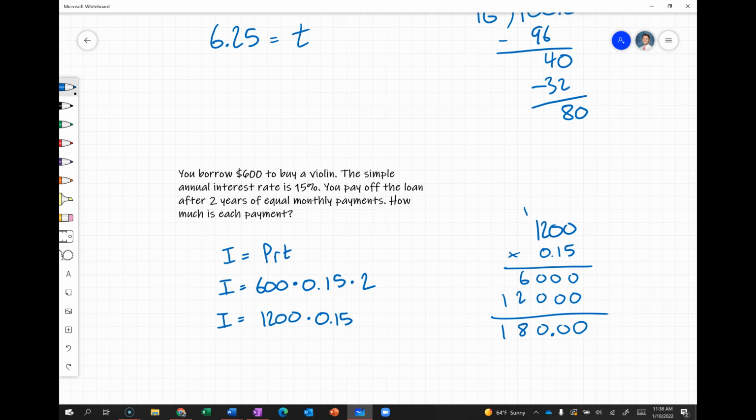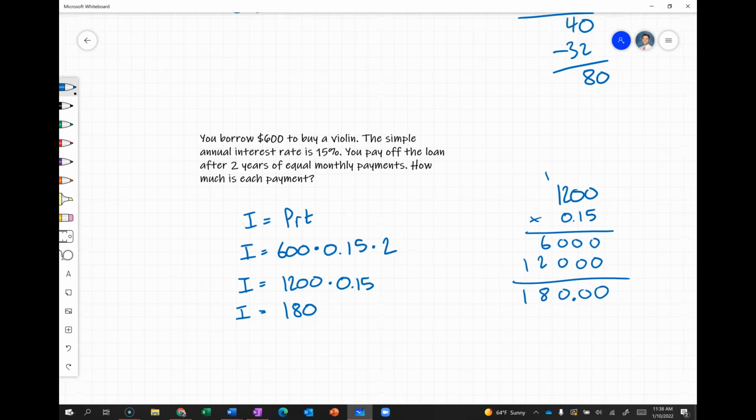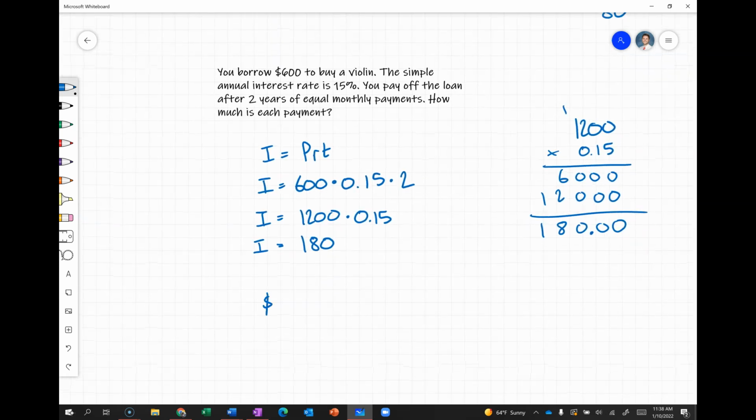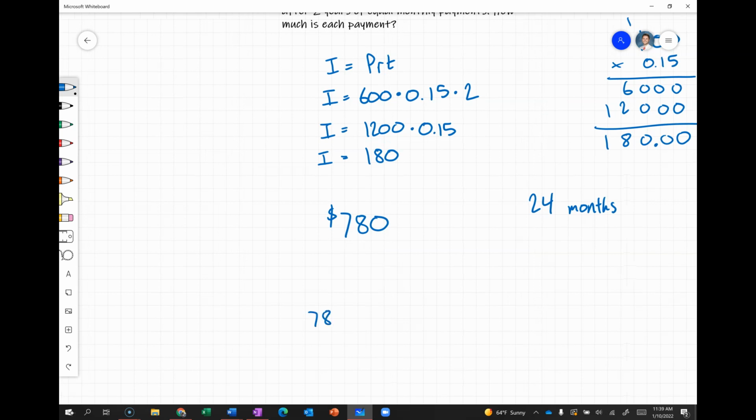So that means, right, we need to think about this. The interest is $180. So you borrowed $600 to pay for that violin, but now you're also paying the interest of $180, which means you owe this bank that gave you the money $780. That's how much you're paying in total. And we want to know how much you paid each month if each amount was equal. So if it's 2 years and there are 12 months in each year, that means you paid for a total of 24 months. So we take $780 and divide by 24 to find how much each monthly payment was.